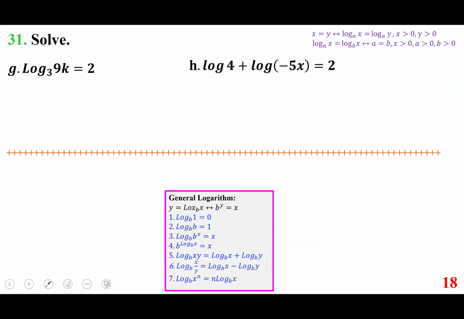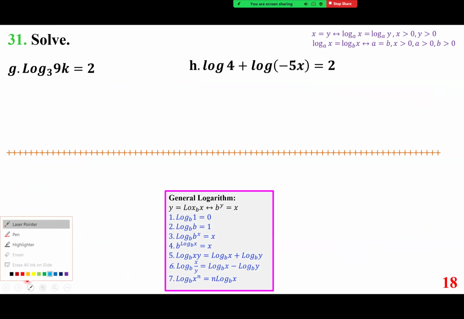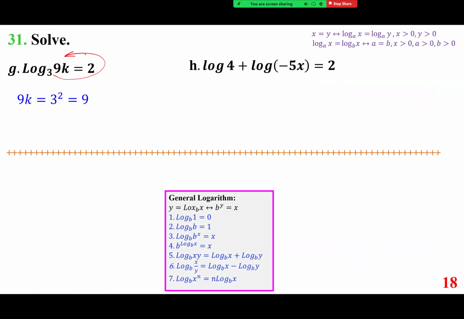We want to solve a bunch of logarithmic equations. If you have a log and a number, make sure you bring all the logs to one side, all the numbers to the other side. And so this, there's not much you have to do, just go with the definition. 9 is 3 squared, or 9 divided by 9, the answer is 1.